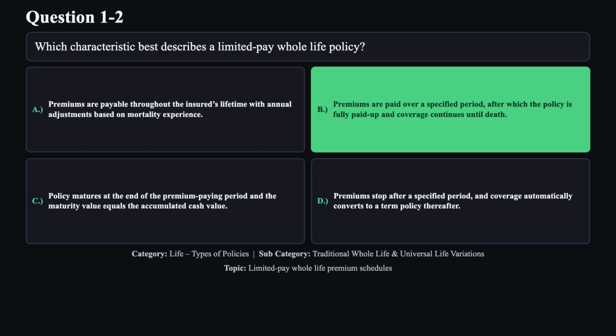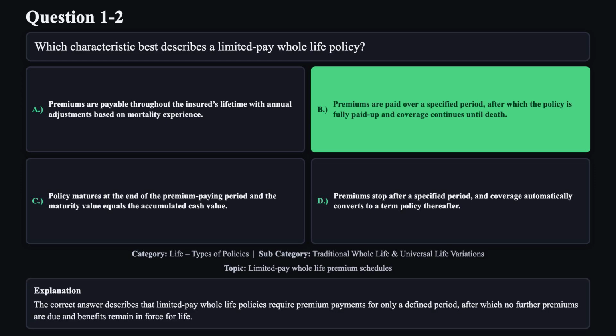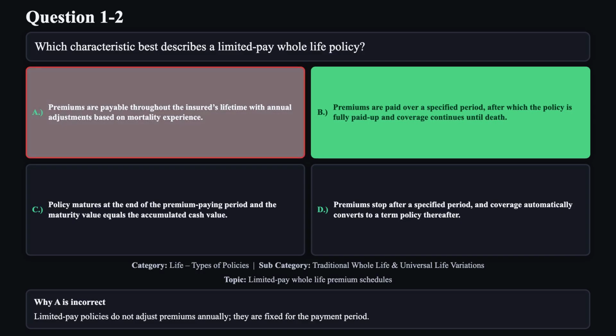The correct answer is B. The correct answer describes that limited pay whole life policies require premium payments for only a defined period, after which no further premiums are due and benefits remain in force for life. Reason A is not correct. Limited pay policies do not adjust premiums annually. They are fixed for the payment period.